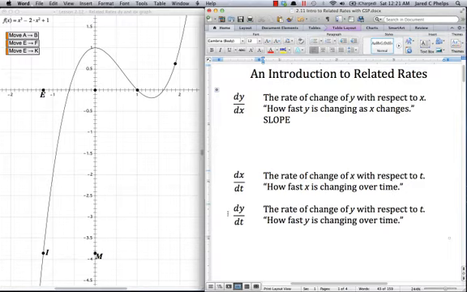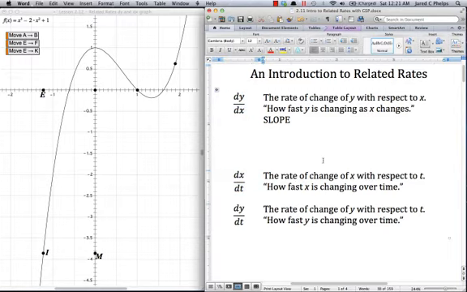Similarly, dy/dt means the rate of change of y with respect to t. In other words, how fast is y changing over time? We could have any variable up here. We could have dr/dt, how fast r is changing, or dV/dt, how fast V is changing. When it's with respect to time, it's all about how fast something is happening. When it was dy/dx, it was how fast y is changing compared to x, and that was slope. But in these problems, it's about time.